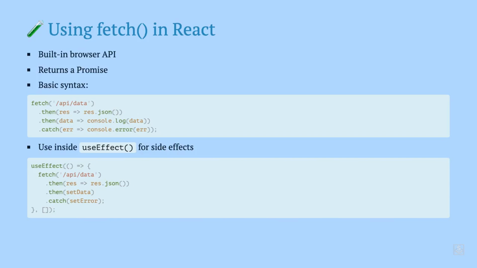useEffect: fetch('/api/data').then(res => res.json()).then(setData).catch(setError). This pattern lets you store the response in state and handle errors gracefully.